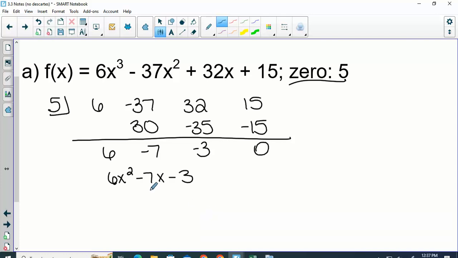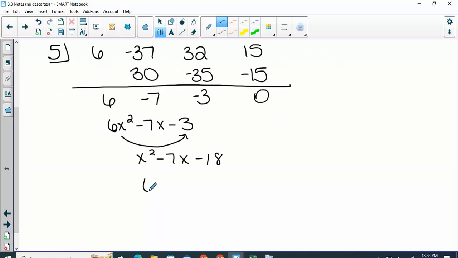If I want this totally factored, how could you factor from here? Slip and slide? Yeah, 18. So that factors into x minus 9, x plus 2, divide by 6. So 9 over 6 is 3 over 2. 2 over 6 is 1 over 3.